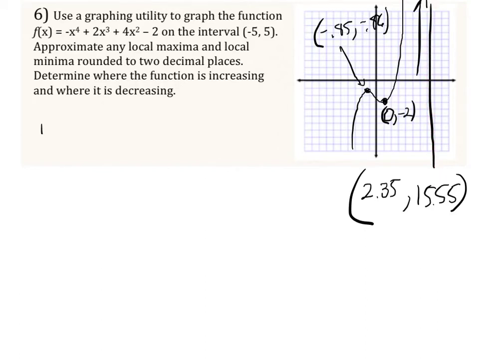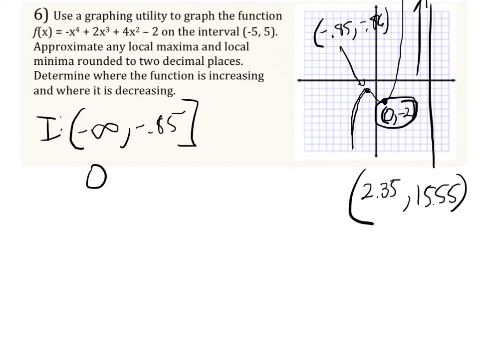So for decreasing, we do not include negative infinity. Oh, excuse me, we'll start with increasing. I'll change that. Increasing. So we're increasing from negative infinity up to that point there, which would be -0.85. And that includes that point. And then we're also increasing from our other min, which was 0, and including 0, on up to our other max, which was 2.35, and including 2.35. So those are the sets of x values where we're increasing.